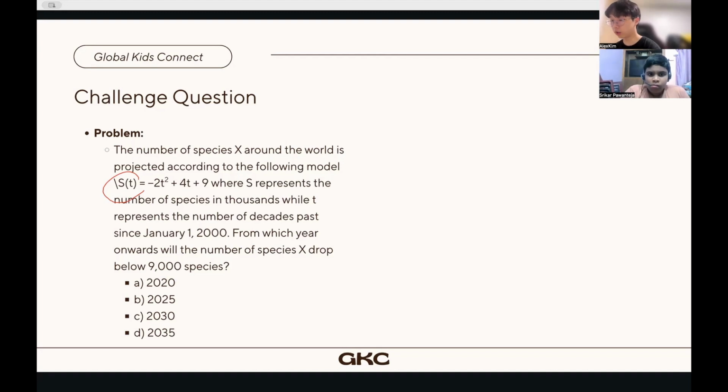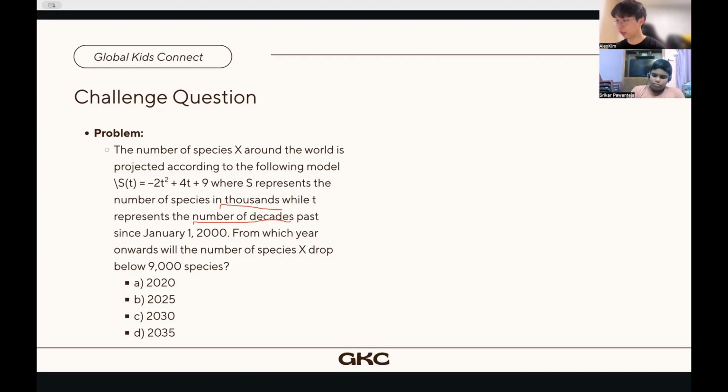So S(t), or the population number of species X, is equal to -2t squared plus 4t plus 9, where S represents the number of species in thousands, so important units, while t represents the number of decades, so another unit of time, number of decades passed since January 1st of the year 2000. So from which year onwards will this number of species X drop below 9,000?